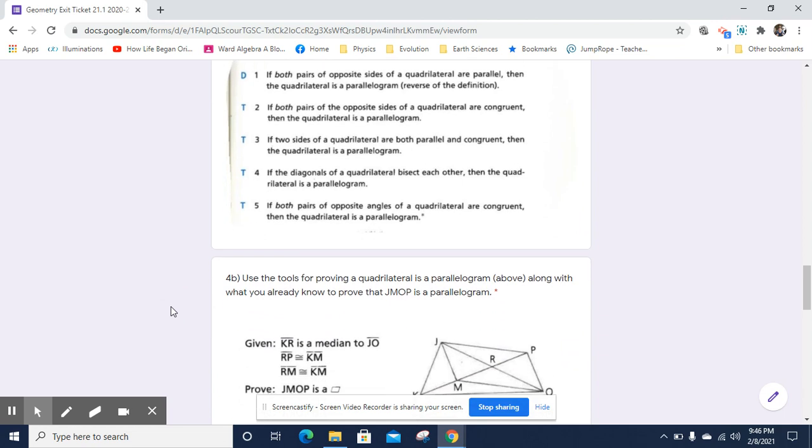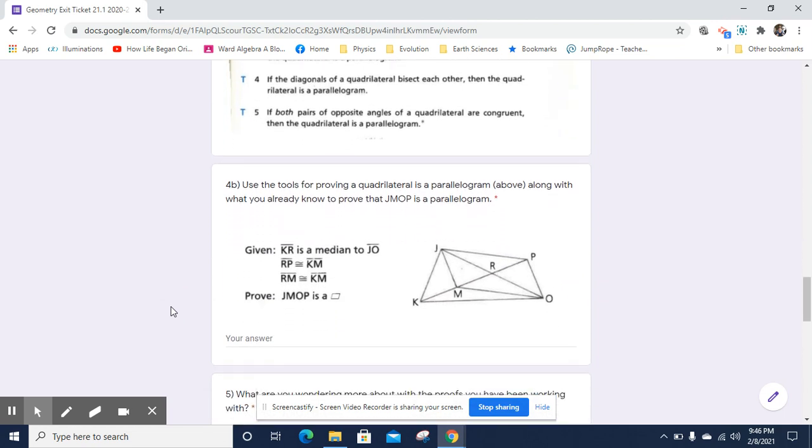So let's consider the situation we got here. We got this pretty funky looking quadrilateral, JKOP. What we're trying to prove is that JMOP is a parallelogram. It looks like one, but we can't assume that from the diagram. So here's things we know. We know KR is a median to JO, and that tells us JO has been bisected. That's the definition of a median.